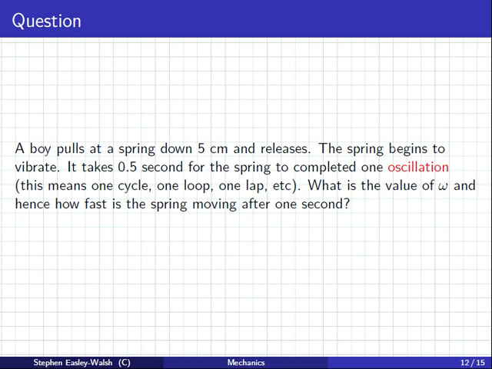Now, what about the next one? How fast is it going? What formula do I use there? Yeah, negative A omega sine omega t, isn't it? And make sure you're in radian mode.